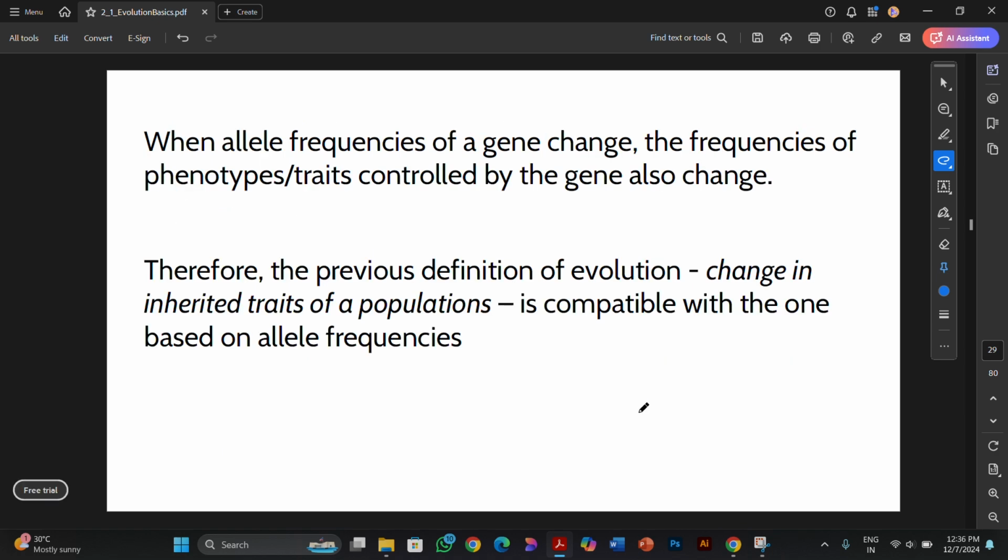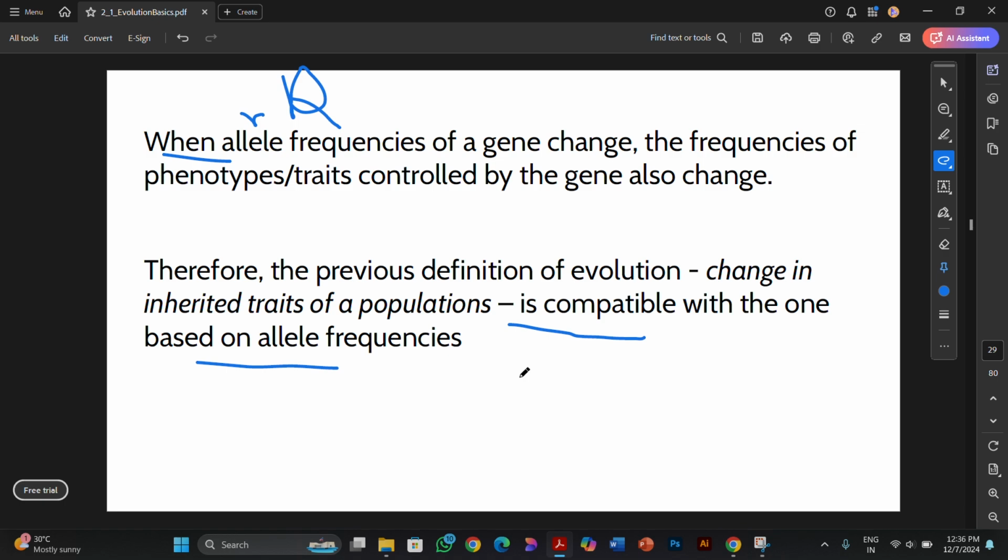Now when the allele frequencies for a gene change, for example if R increases and r decreases, we will see more recessive phenotypes. Therefore, the previous definition of evolution, change in inherited traits of populations, is more practical. It's compatible with the one based on allele frequencies, but allele frequency is not always what we see with our eyes for practical purposes. We have to do too many experiments.